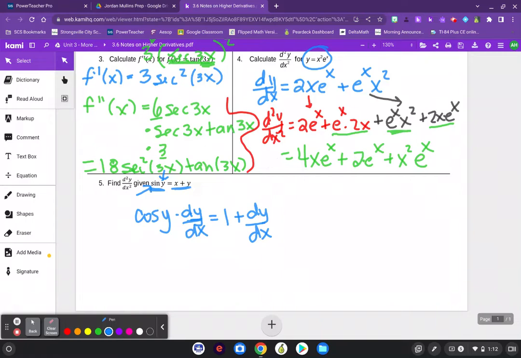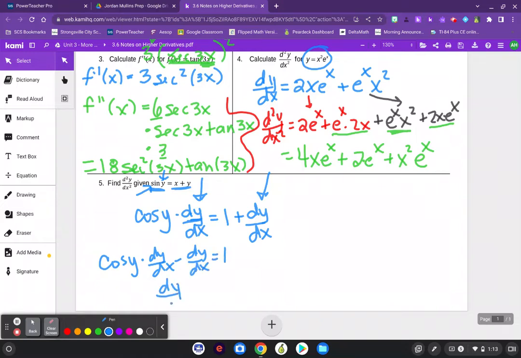All right, my job is to isolate this dy/dx because I have to take the second derivative. And the thought is, well, I have two dy/dx's. What do I take the second derivative of? Well, really both. But I'm going to go ahead and isolate this dy/dx. If I do that, I would subtract. So I would have cosine y times dy/dx minus my dy/dx, which is equal to 1.